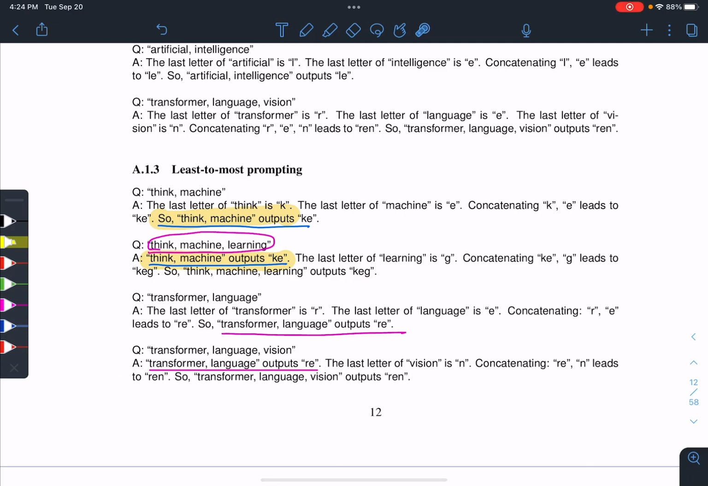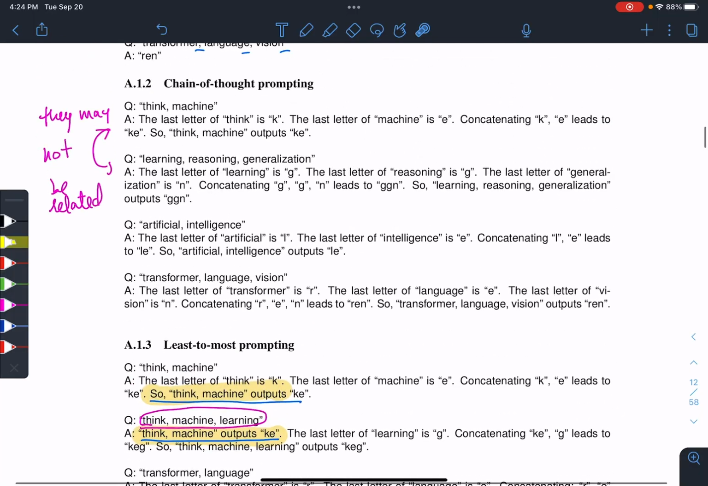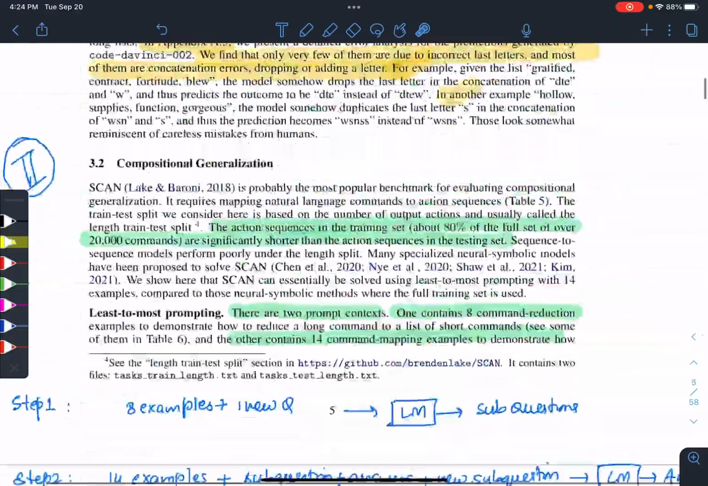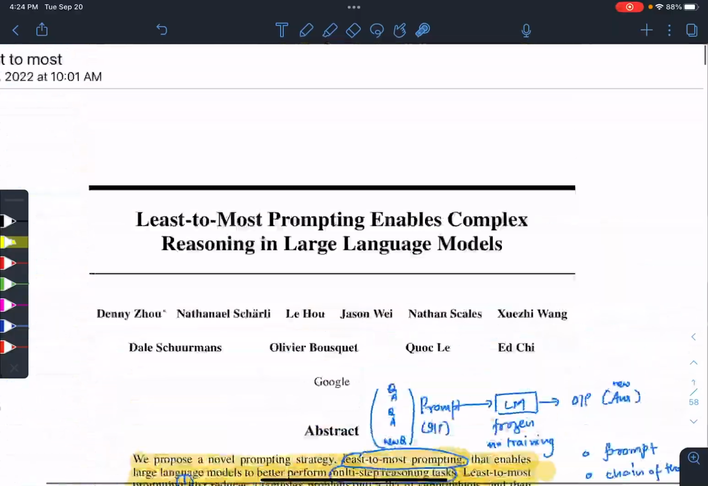Again, they have another example where there is a complex problem and a subproblem which is solved first, and then they use its output to solve the next one. So this is how least to most prompting works. Here the samples are related, while in chain of thought they are not. Okay, so let's go back to the abstract.